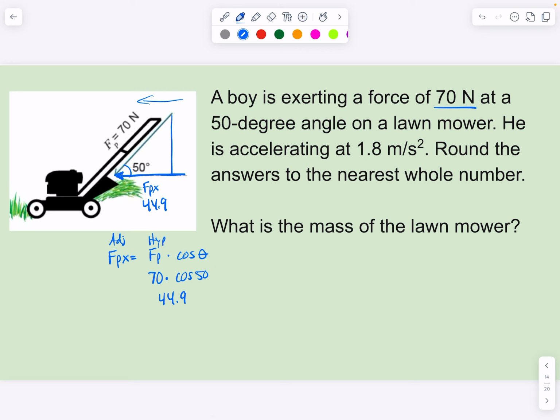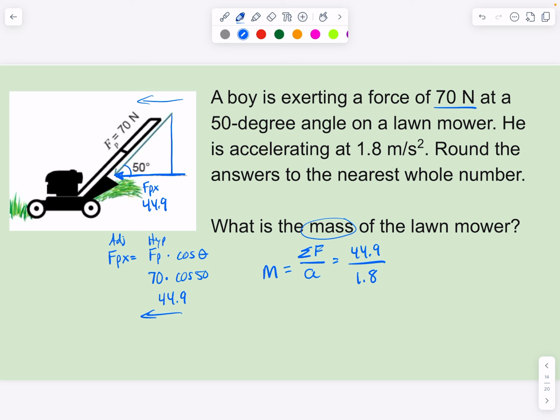Now that force is going to help me determine what the mass of the object is going to be. And that's our goal, to find the mass of the object first of all. So mass is equal to, remember, the net force divided by the acceleration. It's moving in a horizontal direction, so we find the net force in the horizontal direction. We're going to do 44.9 divided by 1.8.